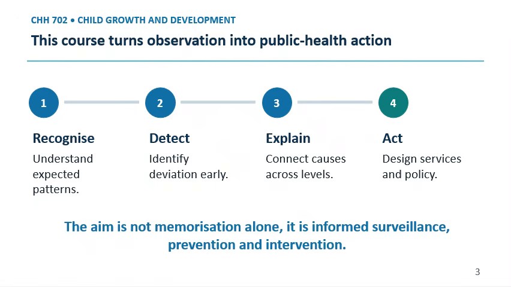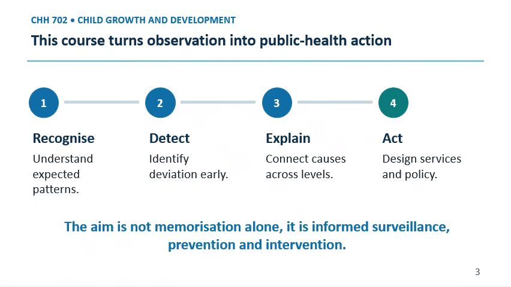The central purpose of this course is to help us move from observation to action. First, we learn to recognize expected patterns of growth and development. Second, we learn to detect deviations early. Third, we explain those deviations by connecting possible causes at the child, family, community, and health system levels. Finally, we use that understanding to design services, programs, and policies.